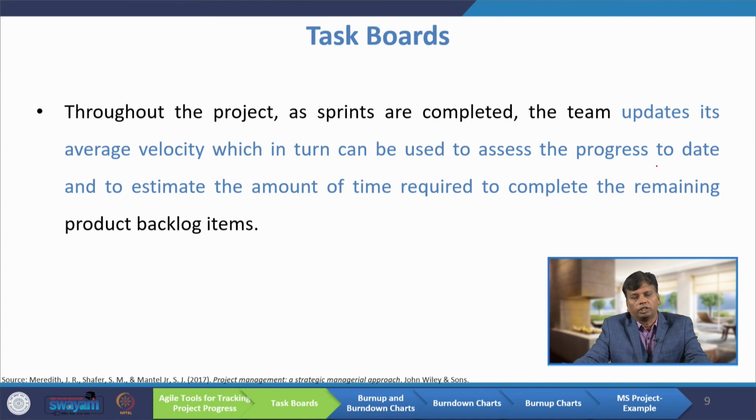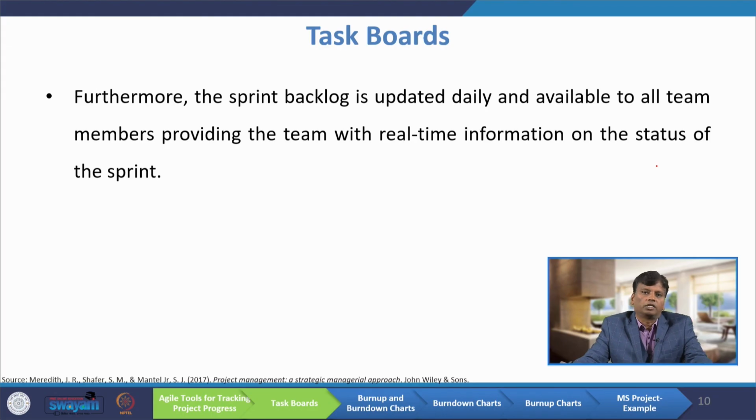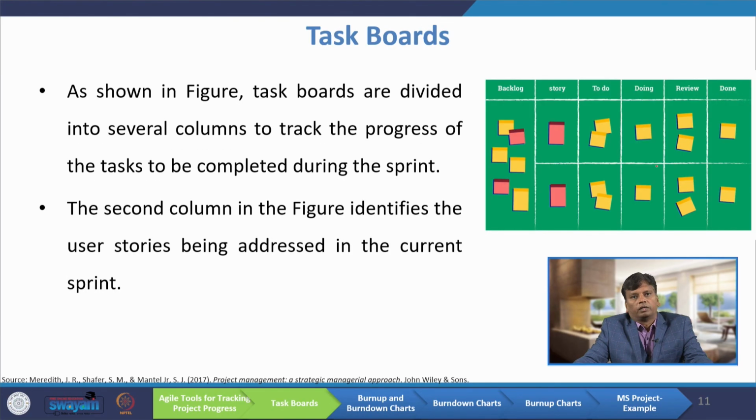So, in Agile project management, we learn something called the velocity of completing the sprint. Based on that velocity, we can say how much time it is going to take to complete the remaining backlog items. Furthermore, the sprint backlog is updated daily and available to all team members, providing the team with real time information on the status of the sprint. Now, I will show you a sample task board.